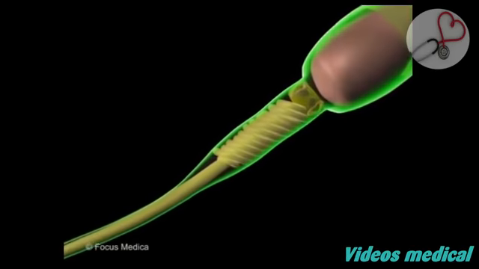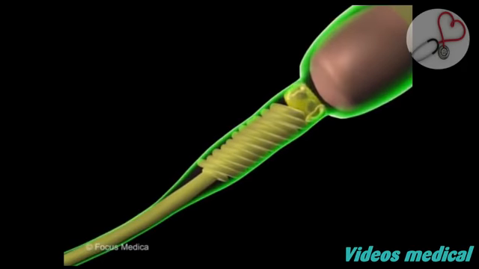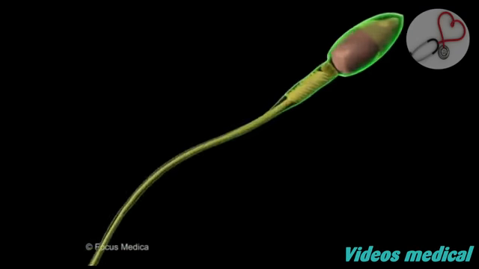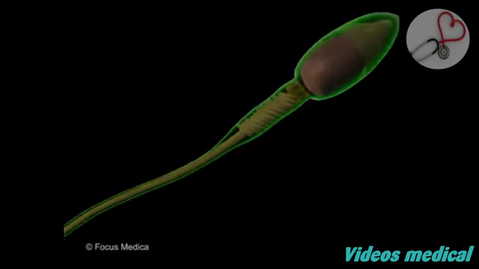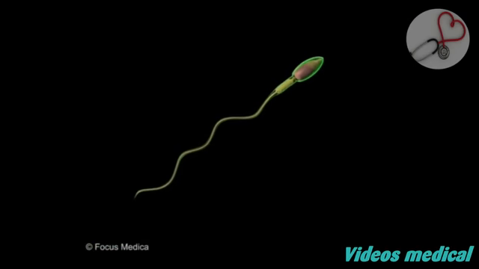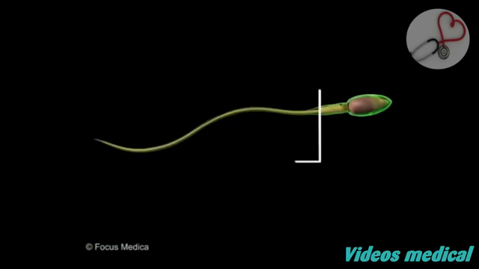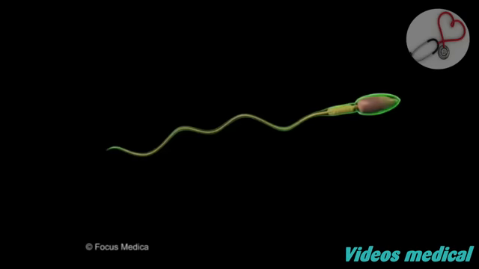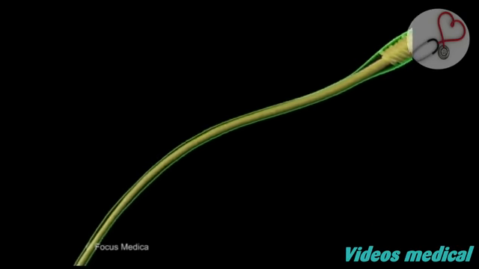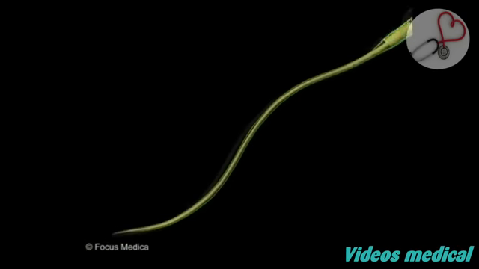The middle piece has a proximal and a distal centriole and the axial filament, which is surrounded by the mitochondrial helix, Nebenkern, which supplies energy for the movement of the tail. The tail is about 55 microns long, vibratile, and responsible for the movement of the sperm. The axial filament runs the entire length of the tail.